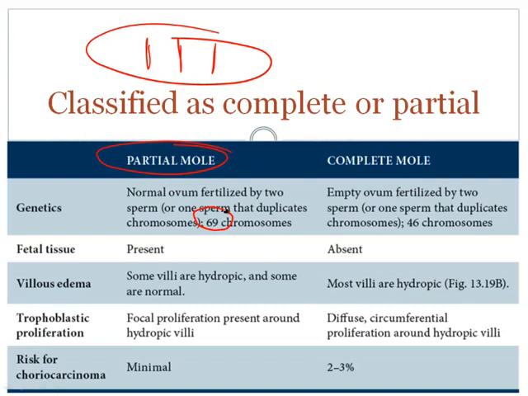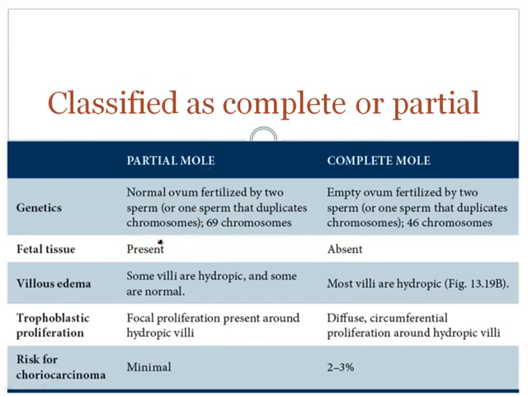Now fetal tissue, it's a partial mole, so it'll have part fetus, part mole. So fetal tissue will be present. The villi will partially be edematous, and there will be partial trophoblastic proliferation around the circumference of those villi. And there is a partial risk for choriocarcinoma, i.e. there is a relatively lower risk for choriocarcinoma.